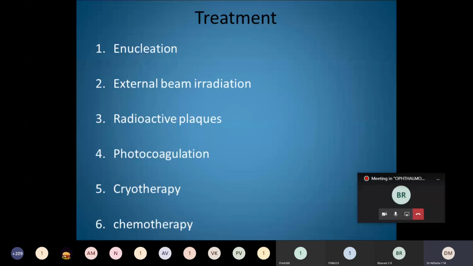Whenever we ask what are the indications for enucleation, relative and absolute indications, the absolute indication for enucleation is always retinoblastoma. Okay, your answer should be retinoblastoma only. Second treatment is external beam irradiation. Third is radioactive plaques. Fourth is photocoagulation. Fifth is cryotherapy. Sixth is chemotherapy.